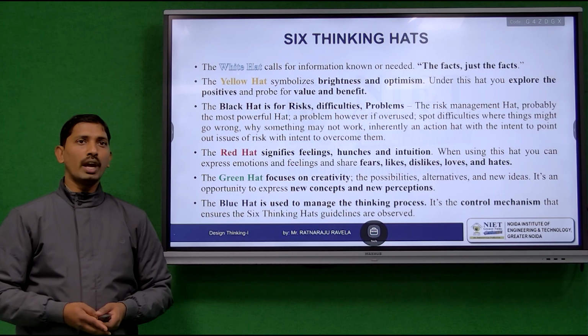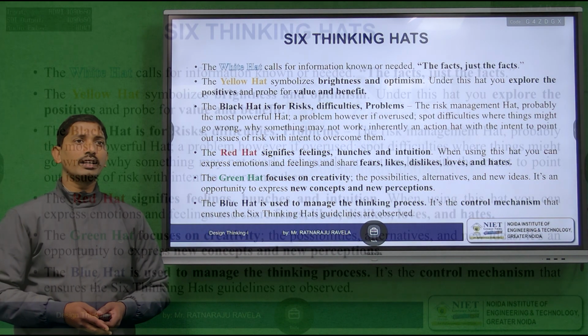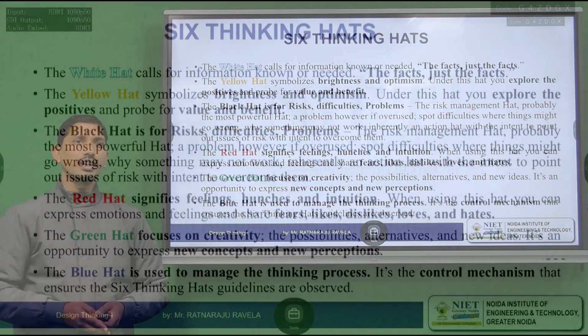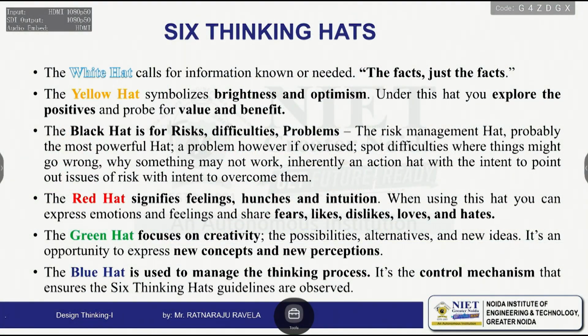Next one is the blue hat. Blue hat is used to manage the thinking process. So you can say it is a managerial kind of thing. It controls the mechanism like a movie director. So it will concentrate on all the areas of the process involved in executing that particular idea. So these are the six thinking hats. Now I am going to explain each and every hat in detail.